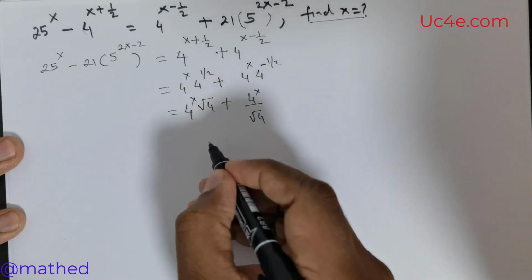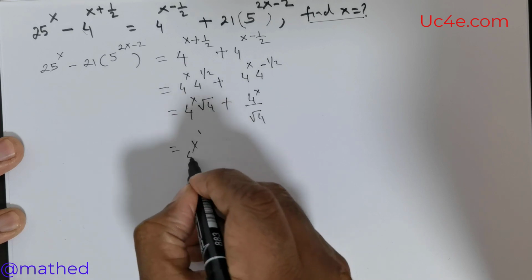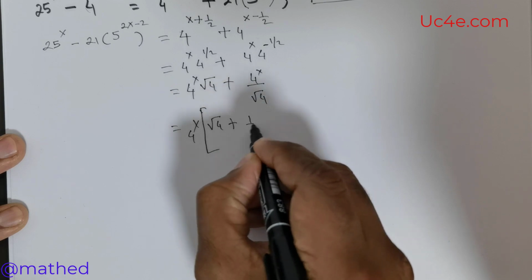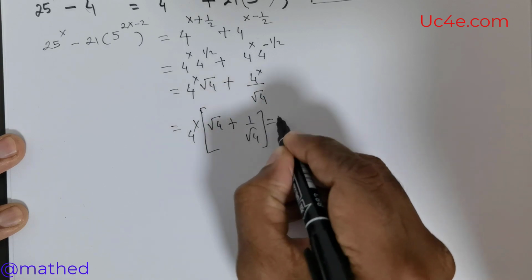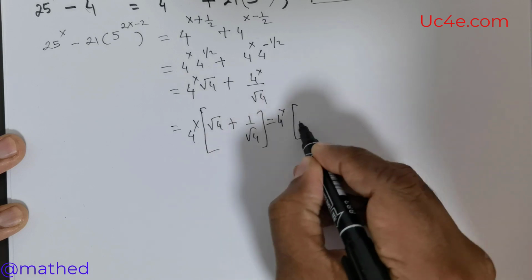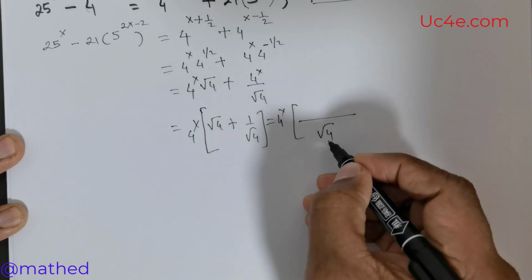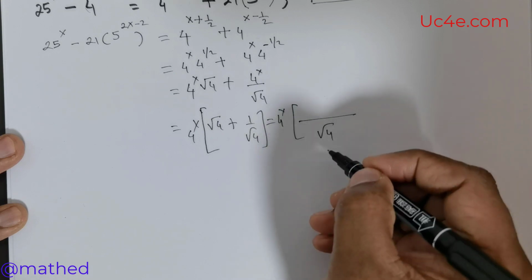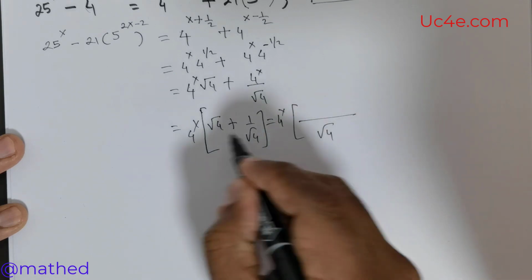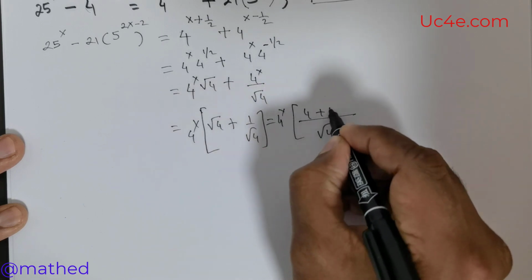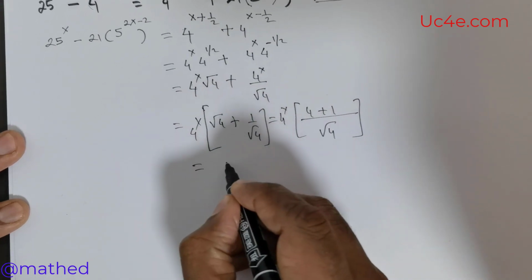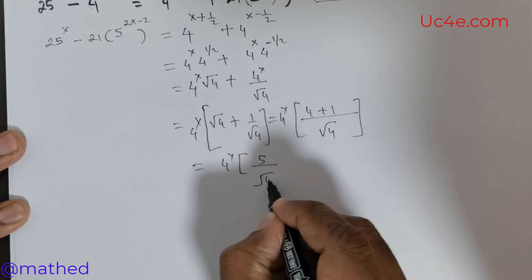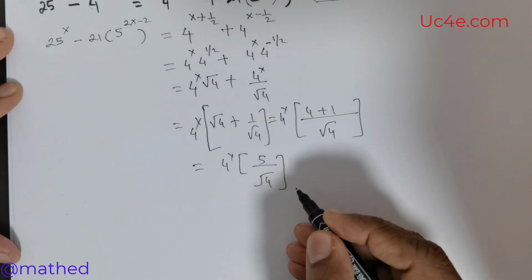Now further, I can take 4 raised to the power of x as a common quantity. So that would give me root of 4 plus 1 over root of 4, which can be further rewritten by taking the LCM as root of 4. I know square root of 4 as a value, it's a perfect square, but I don't want to replace it as of now. So taking the LCM, I get 4 plus 1, which can be further rewritten as 4 raised to the power of x times 5 over root of 4. So this is what we have got.